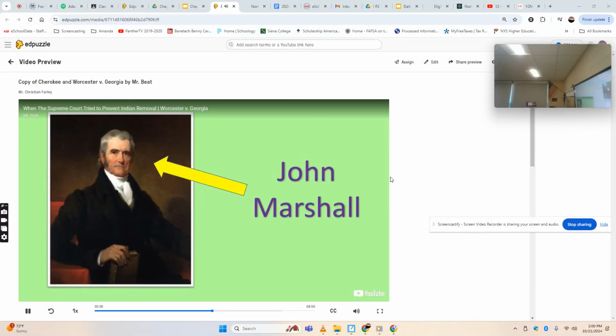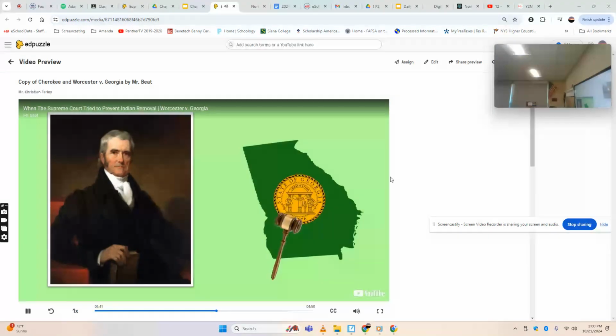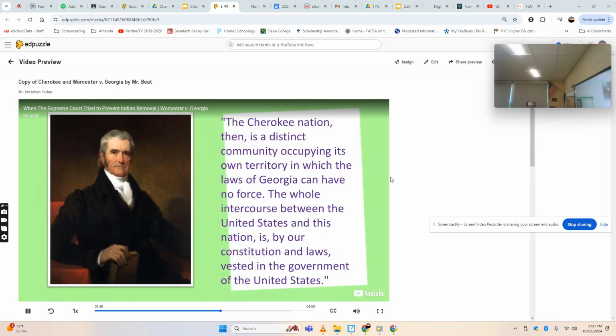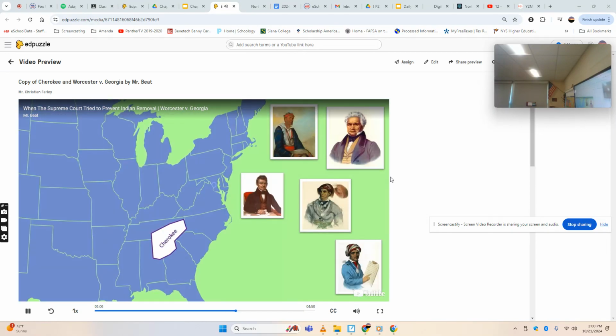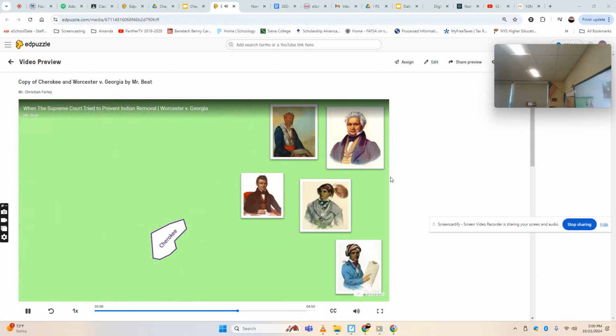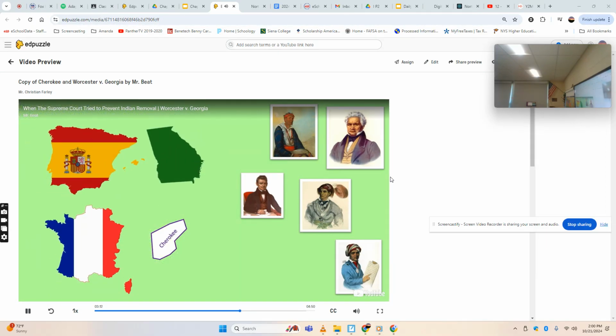Chief Justice John Marshall, aka Lil John, delivered the opinion. He argued that Georgia law was unconstitutional and got in the way of the federal government's authority. He said, quote, "The Cherokee Nation, then, is a distinct community occupying its own territory in which the laws of Georgia can have no force. The whole intercourse between the United States and this nation is, by our Constitution and laws, vested in the government of the United States," unquote. In other words, he recognized the Cherokee as an independent nation. Georgia couldn't pass laws controlling Spain or France, so why could they pass laws controlling the Cherokee?